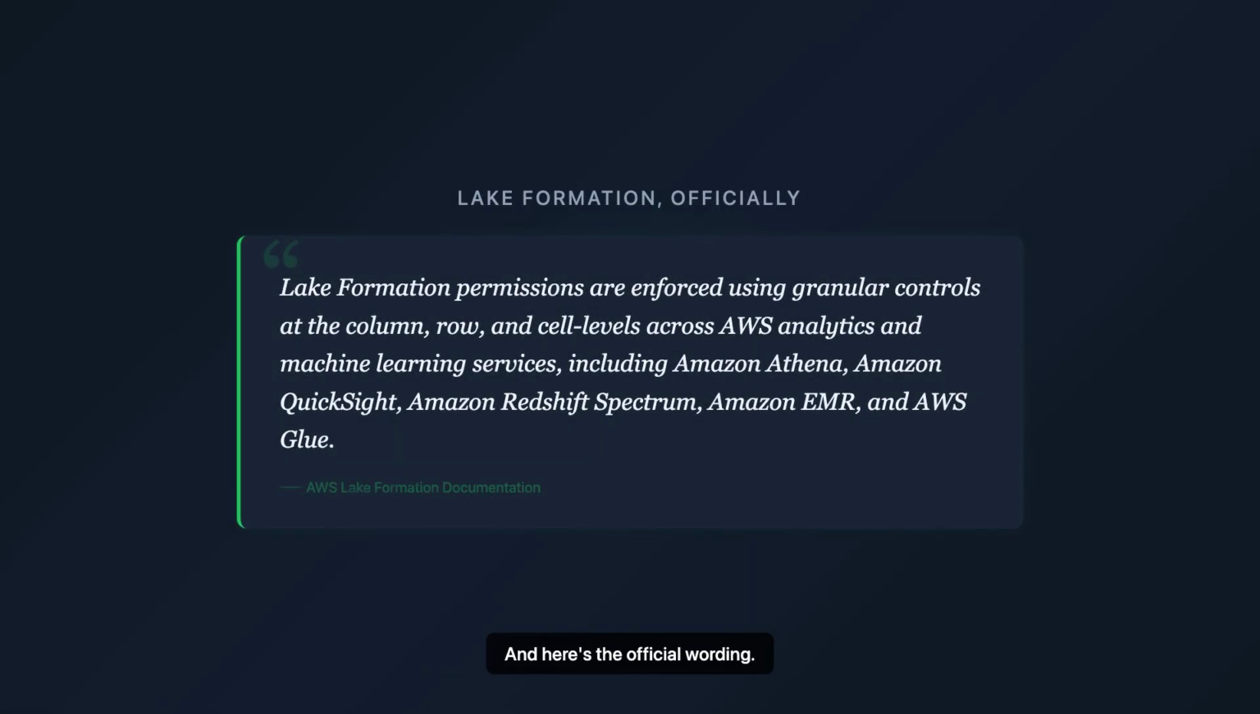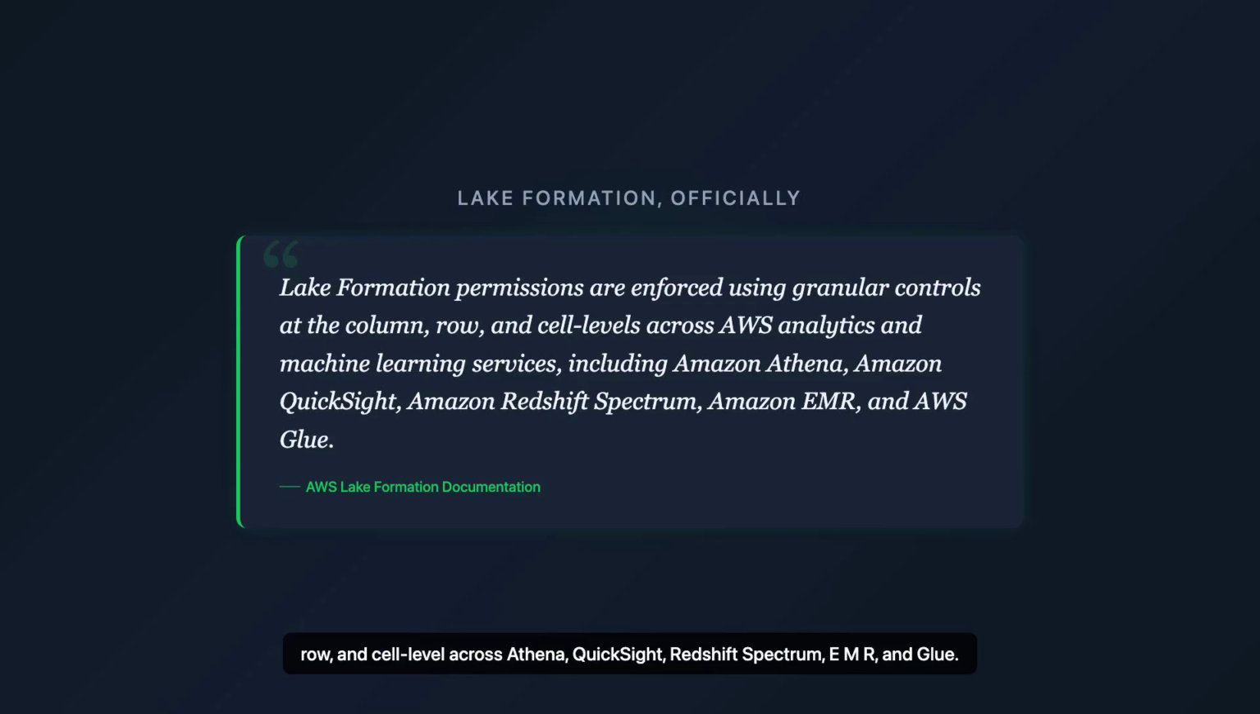And here's the official wording. Lake Formation enforces permissions at the column, row, and cell level across Athena, QuickSight, Redshift Spectrum, EMR, and Glue. That sentence is your tiebreaker. Anytime a question describes fine-grained access on a data lake that multiple engines query, Lake Formation is the answer.